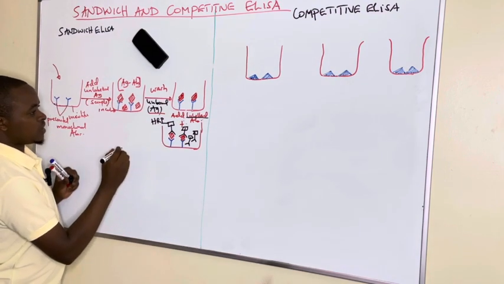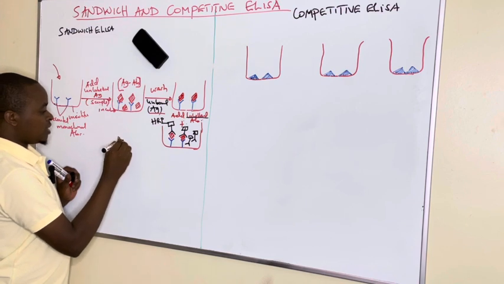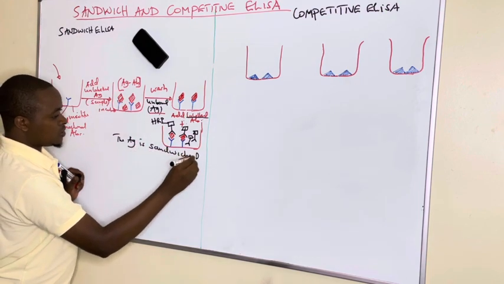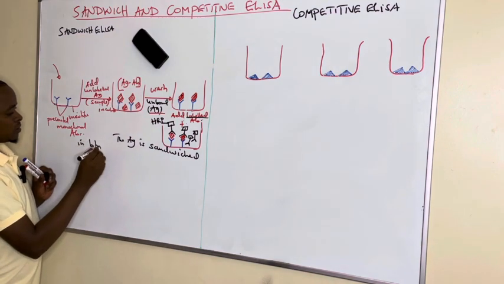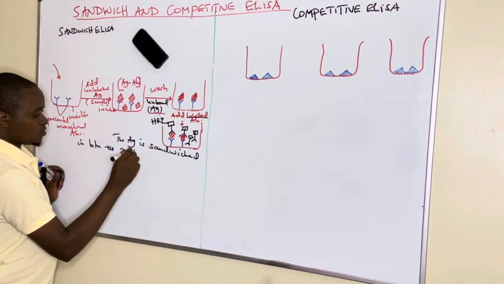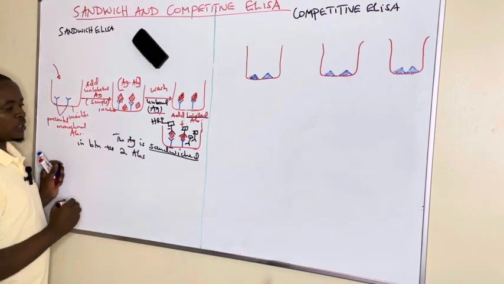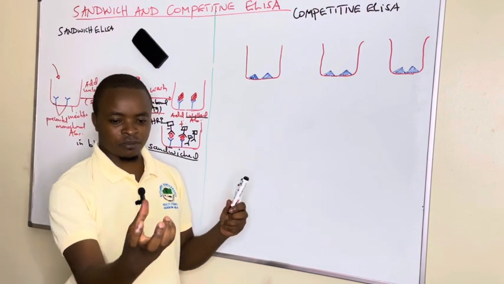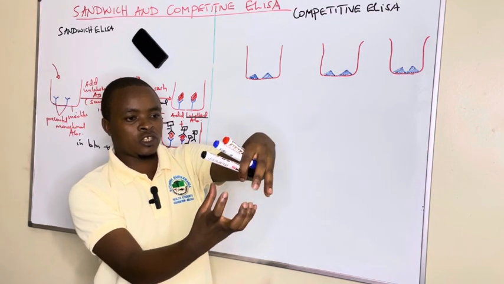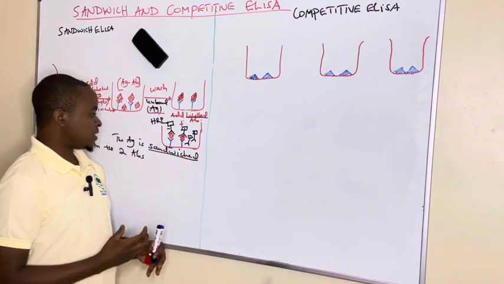So we write a statement that on addition of the enzyme-linked monoclonal antibody, the antigen in the sample is sandwiched in between the two antibodies, that is, the pre-coated and the enzyme-linked. This is why we call it sandwich ELISA. We have a pre-coated antibody and another enzyme-linked antibody binding the antigen in between, and that is what we call sandwiching.